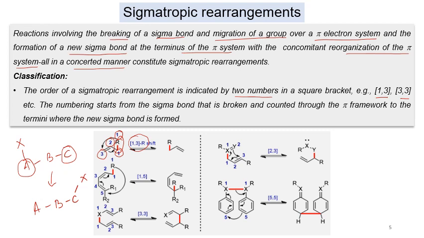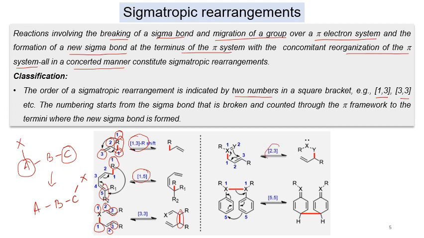Similarly, in the next example, you can see this is a 1,5 shift because the new sigma bond is going to form between the 1 position here and the 5 position here. In the next example, you can see it is a 3,3 sigmatropic shift. So you start numbering from the sigma bond that is being broken. So 1, 2, 3, 1, 2, 3 going over the pi system, and the bond that is going to form is between the 3,3 position. Therefore, this is a 3,3 sigmatropic shift.